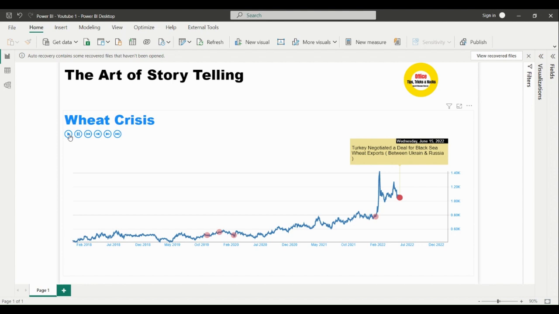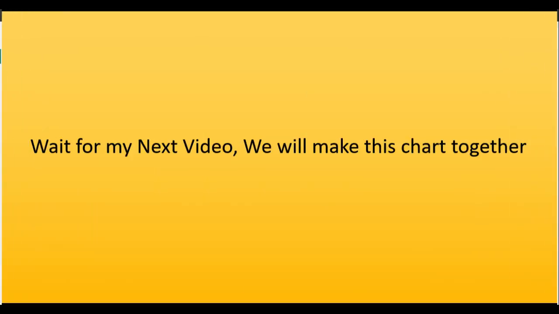After some time, Turkey negotiated a deal for the export of wheat between Russia and Ukraine. With the resumption of supply, we have seen the prices started to come down. This is how you can tell in a very nice way the story about critical events, how they have impacted the price.